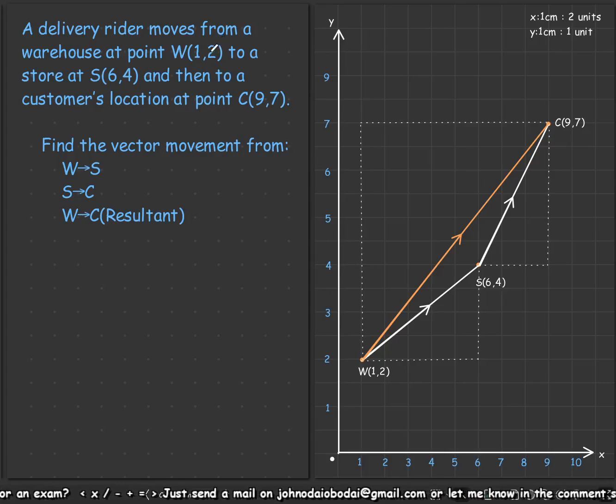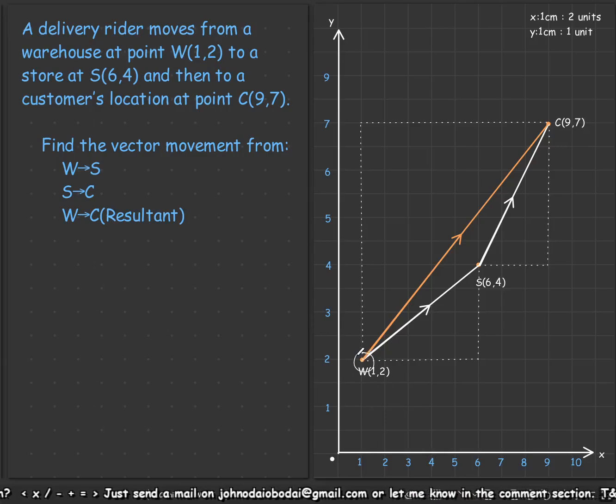So locating my points, I first of all have W, which is 1, 2. You see? So this here is my 1, 2, that is W. I've done that nicely here. And then S is 6, 4. So 6, 4. This is your S over here. And then you have C, which is the customer's location, 9, 7. And that is what we have here.